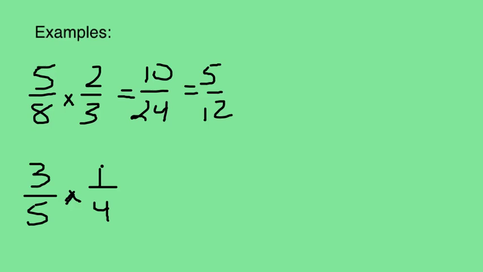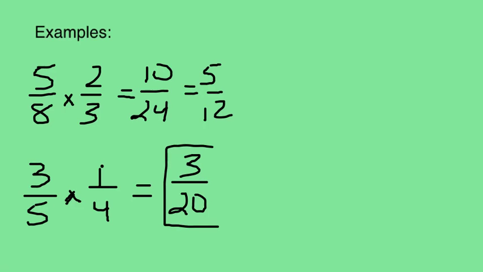Example number 2, 3/5 times 1/4. We're going to multiply the numerators. 3 times 1 equals 3. And 5 times 4 is 20. This one can't be reduced, so this is our answer. And I'll go ahead and circle this one up here too.